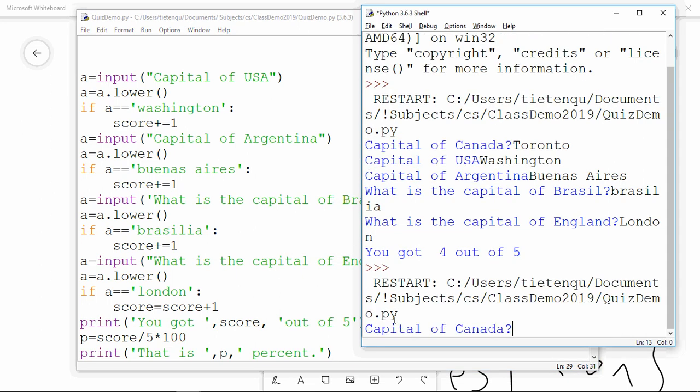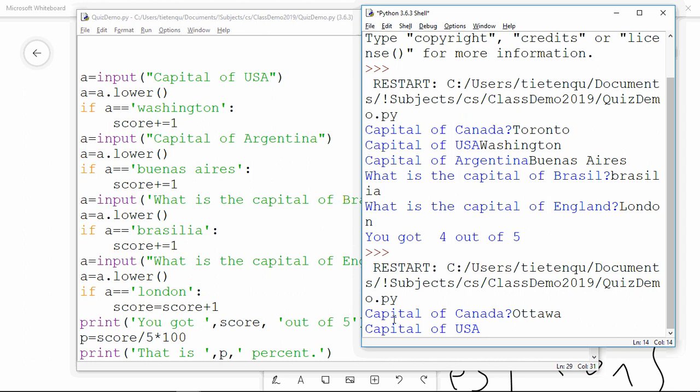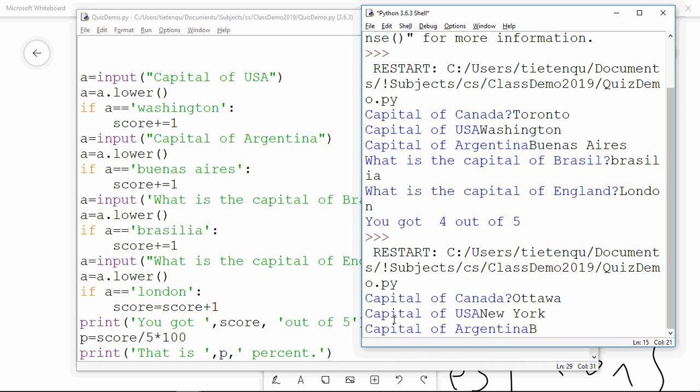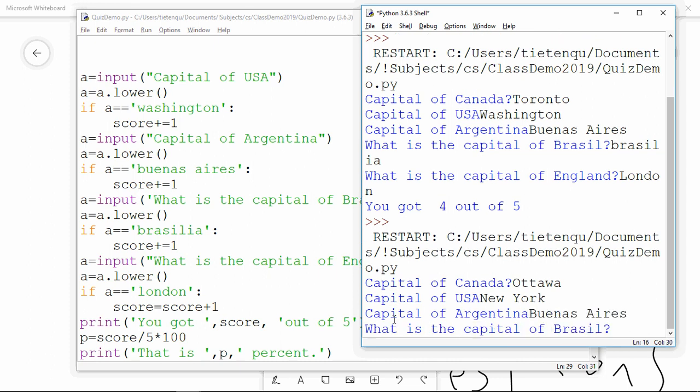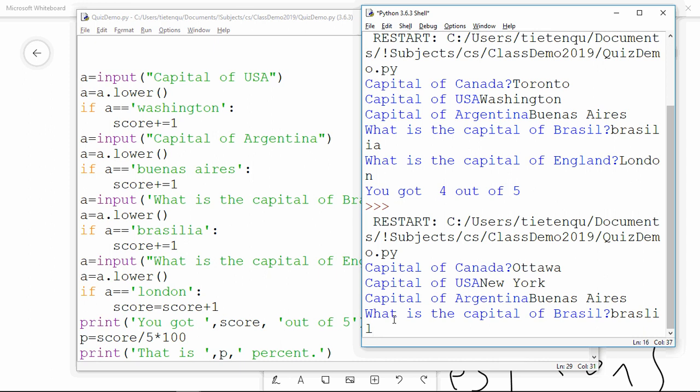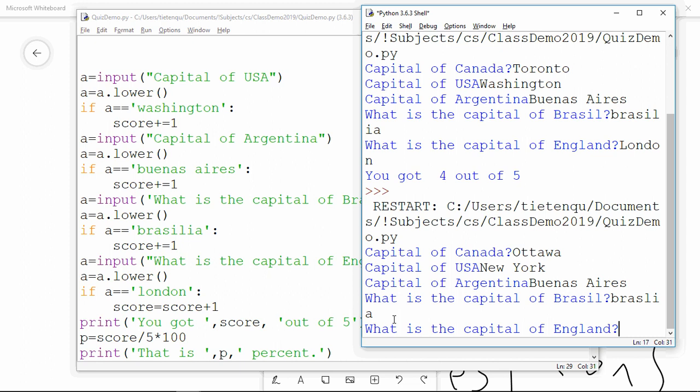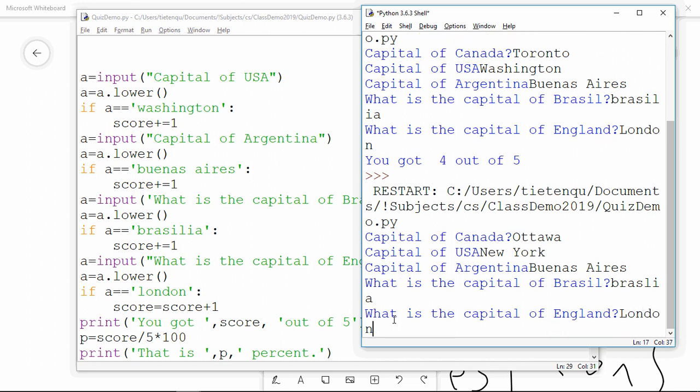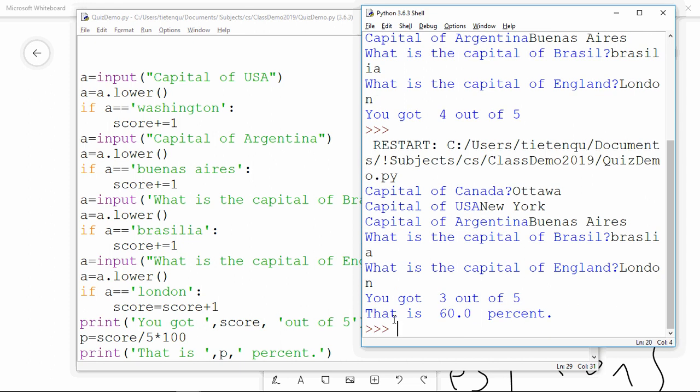Okay, capital of Canada, Ottawa, USA, let's say New York, we'll get that one wrong. Capital of Argentina, Buenos Aires. Capital of Brazil, Brasilia. Capital of England, London. Okay, so you got 3 out of 5, and that is 60.0%. I don't really like that. It should just say 60%.